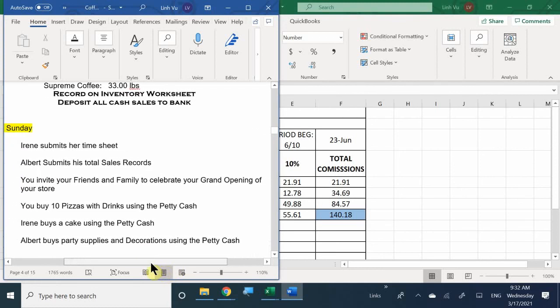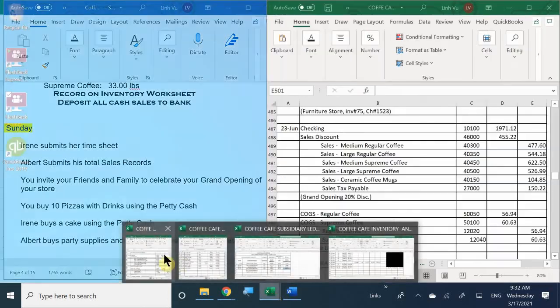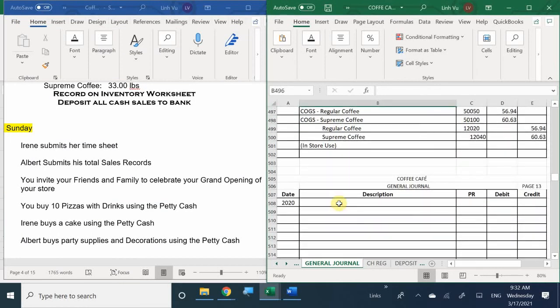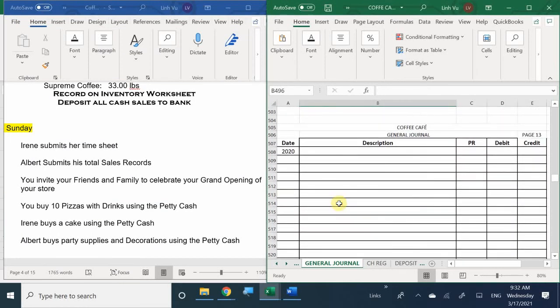What are we doing here? Celebrating grand opening. Heck yes, we need to put a celebration on. It's our grand opening party. So, what am I needing? You're buying pizza from Petty Cash. Okay. Do I need to journalize this? No, we have no receipt. We have nothing for that.